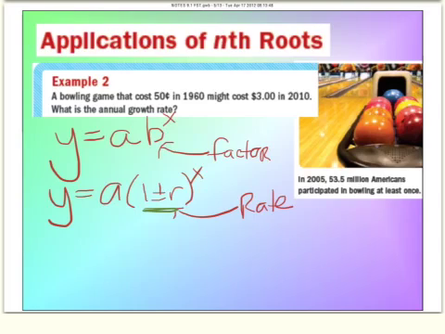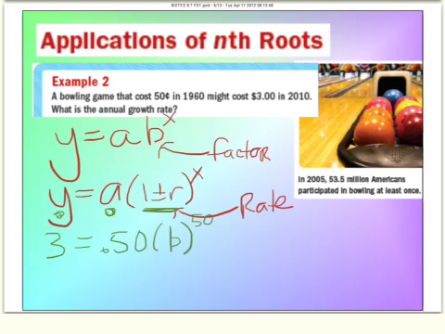Now they're telling us what's the growth rate. So if we set this up, remember a is our starting amount and y is our ending amount. So we start this problem, our initial cost is 50 cents. The final cost of the game in 2010 is $3. I do not know the b, the growth factor on that, but I know from 1960 to 2010, we've had 50 years go by. So we have 50 years right there.